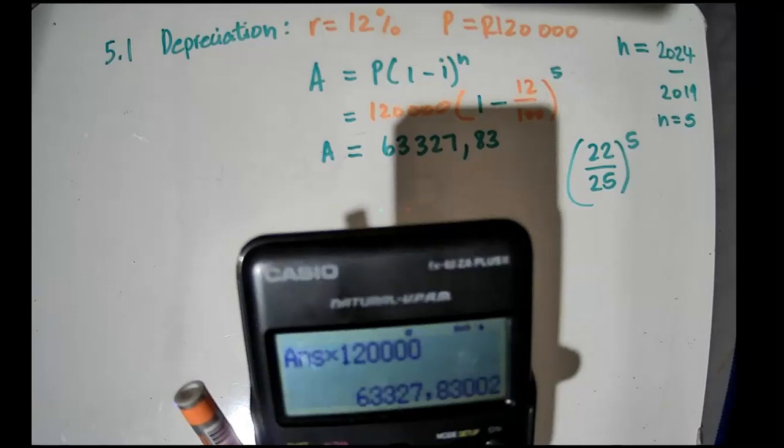Now, the final answer must be rounded to 2 decimal places. So in this case, because it follows a 0, it'll be 83. If it was a 5, it'll be 84. Okay, if it's a 4, it'll be 83. If it's a 5, it'll be 84. Does that make sense? Right, and this is depreciation 5.1.